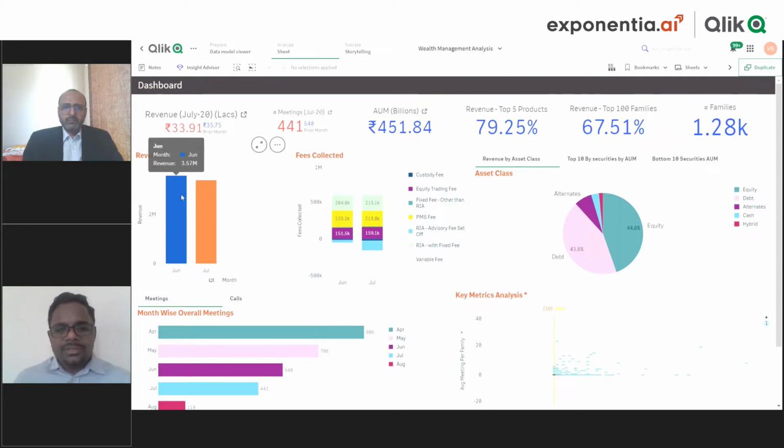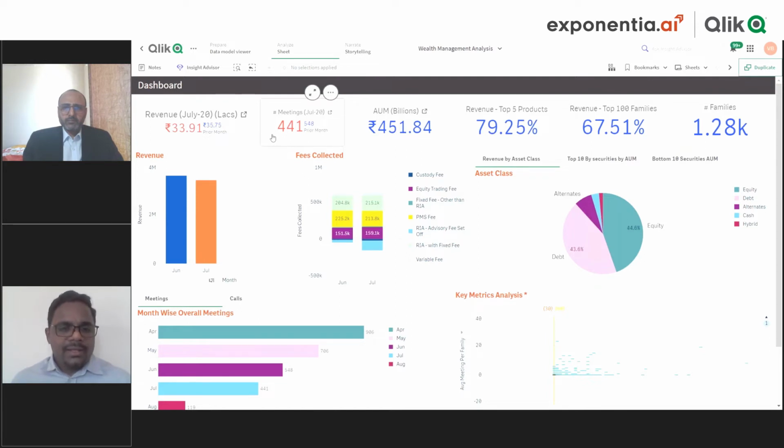So at the top, what you see are the KPIs, the key metrics. Something like revenue for the current month, meetings that the team had over this month, AUM as it stands today, revenue from say top 5 customers, revenue from top 100 families you are managing, and overall number of families that the firm is managing, right? So all these things are indicative of growth. Some of them are also indicating your operational performance, like number of meetings.